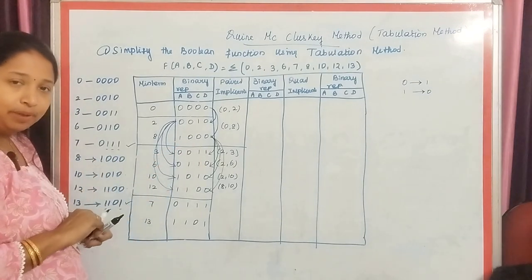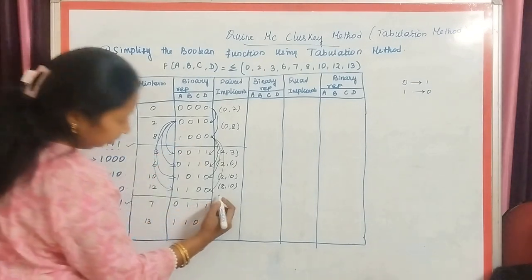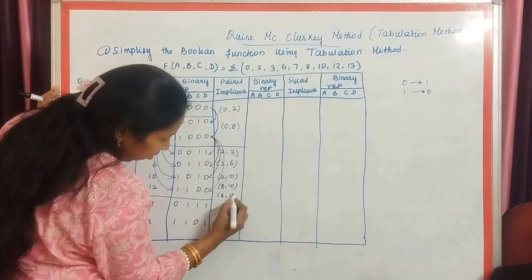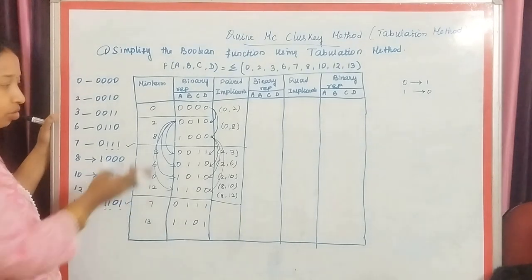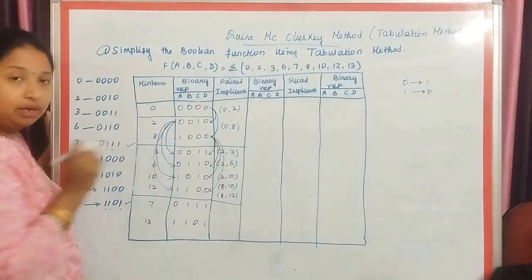So this again is a valid pair or not? Yes, it's a valid pair. So I'll include 8, 12 also. Understood? Is that clear? How to compare the numbers and how to find out the paired implicants?